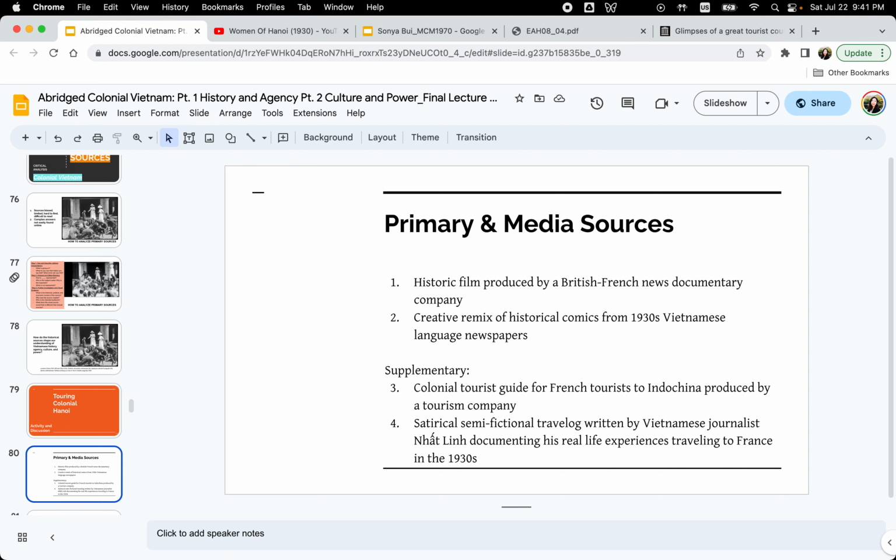So one of the activities and the different sources that I cultivate is focused on touring Colonial Hanoi. And the primary sources and media sources that I organize around this are really focused on 4. First, a historic film that was produced by a British-French news documentary company. Second is a creative remix of historical comments from 1930s Vietnamese language newspapers. And third are supplementary sources, a colonial tourist guide for French tourists to Indochina produced by a tourism company. And fourth is a satirical, semi-fictional travelog that's written by a Vietnamese journalist named Nhất Linh, who documents his real-life experiences traveling to France in the 1930s.